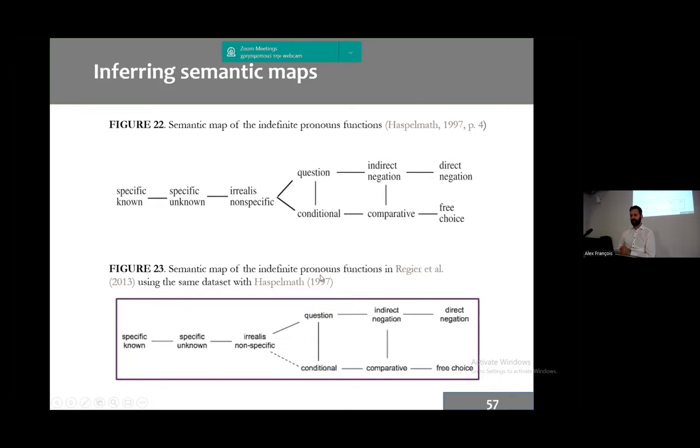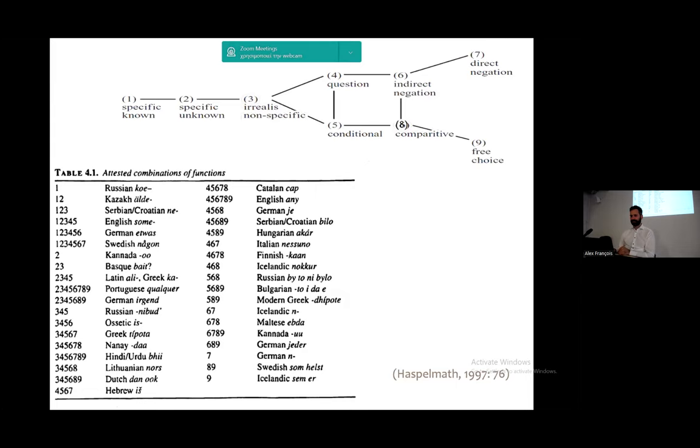because actually the algorithm did not include an edge between irrealis non-specific and conditional. And Haspelmath claimed that he added this edge because he considered more data from the 40 languages that he had in the sample that was published in his 1997 book. Let's see now why. These are the patterns from the 40 languages of Haspelmath's data set.